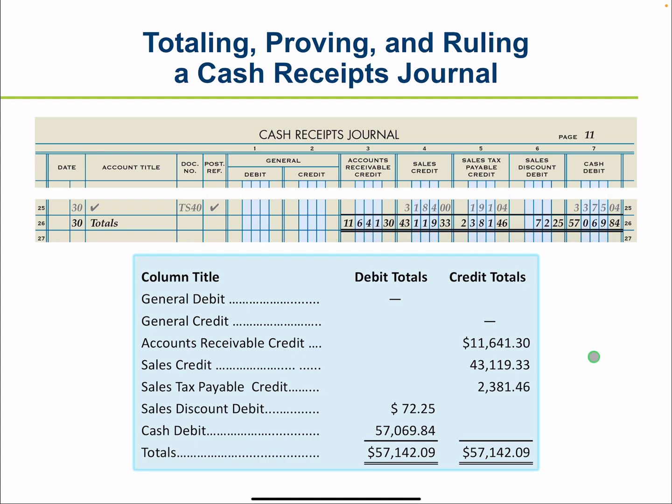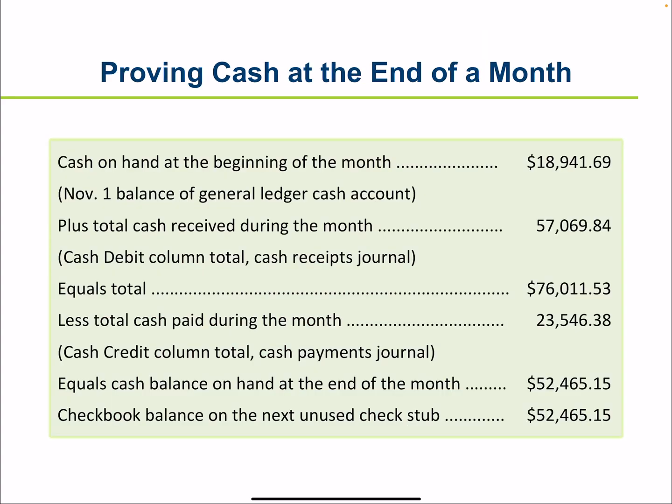We're not going to spend a whole lot of time on this because you've totaled, proved, and ruled the cash journal before. Then you prove cash at the end of the month. Remember, you take your cash on hand plus the total received during the month. That is your cash debit column of your cash receipts journal. You will add those two together. Then it says less the cash paid out during the month, and that is your credit column in your cash payments journal, equals the cash balance on hand.